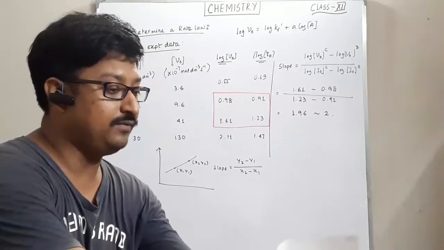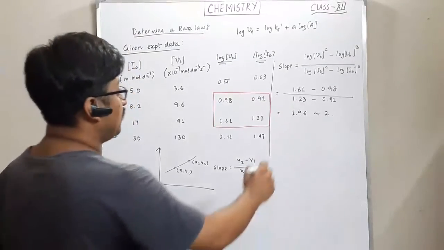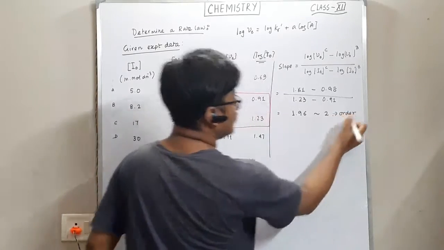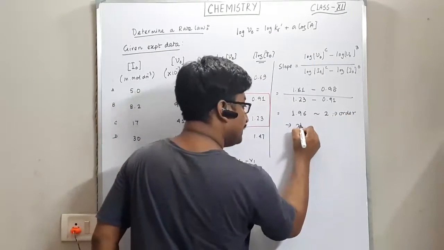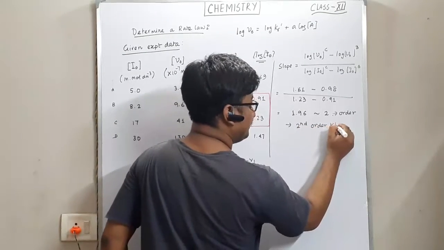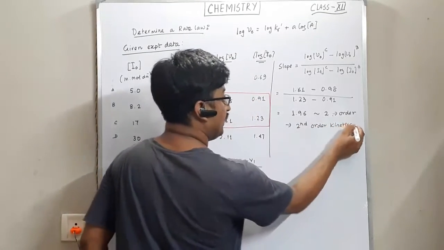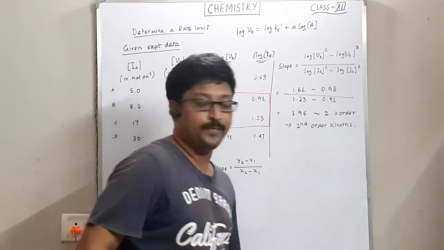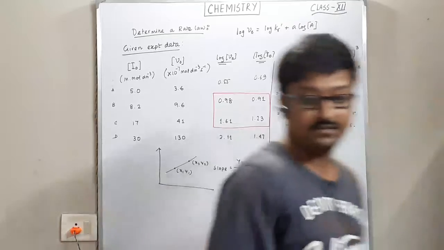That means the order of the reaction is 2. So it follows second order kinetics. Now what about the slope? Sorry, what about the rate of the reaction?